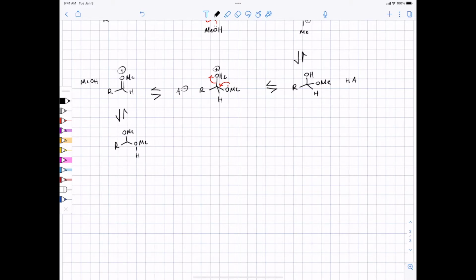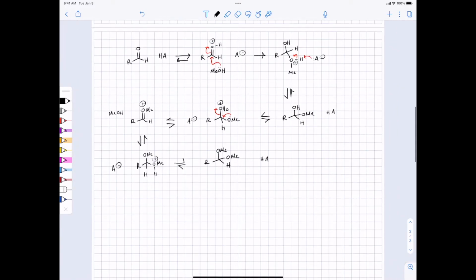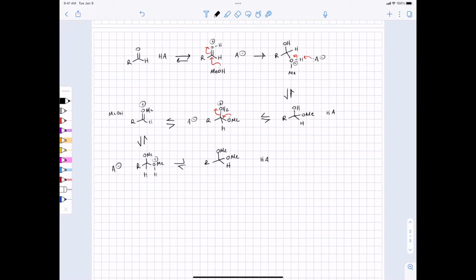Your protonated acetal, and then we regenerate our acid at the very end, removing that proton from the protonated oxygen. All right, and that regenerates our acid. So it's catalytic, and there are two different ways. I've drawn you one mechanism, but there are other options to consider.